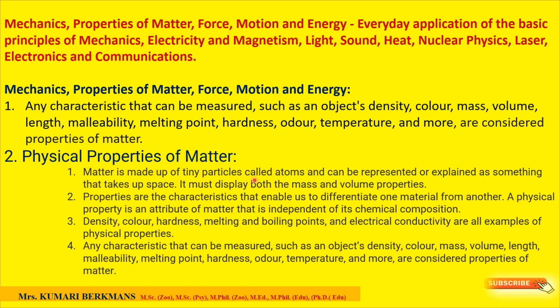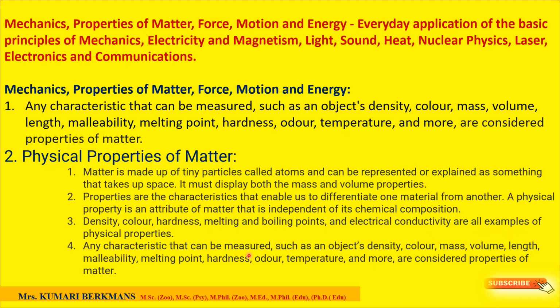Matter is made up of tiny particles called atoms and can be represented or explained as something that takes up space. It must display both the mass and volume properties. Properties are the characteristics that enable us to differentiate one material from another. A physical property is an attribute of matter that is independent of its chemical composition. Density, color, hardness, melting and boiling points and electrical conductivity are all examples of physical properties.